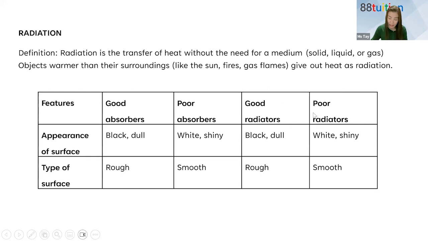If we talk about giving out heat, radiator means give out heat. The better ones will be the black and the dull surface or appearance, and then rough surfaces. So if you talk about texture, then it has to be rough. If you talk about color, it has to be black and it must not be shiny, not the glossy kind, should be the very dull type. If it's a poor radiator, that means it does not give out so much heat. Usually surfaces will be white, shiny, and smooth.